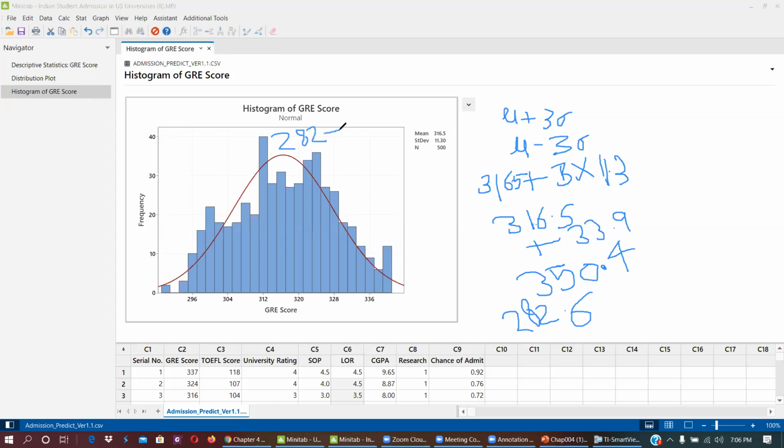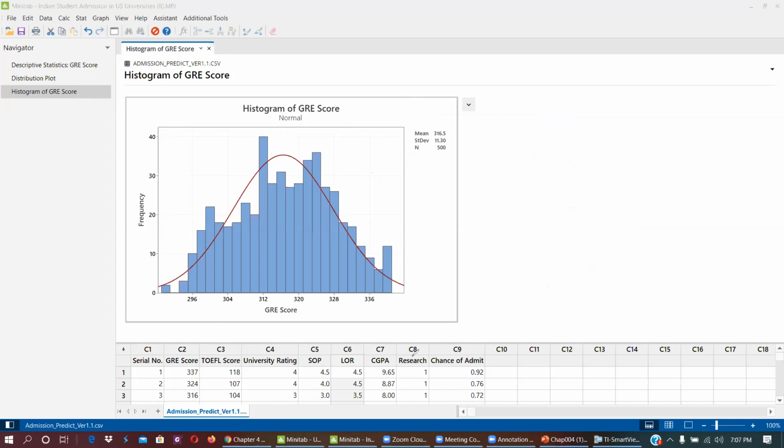Now, my dear friend, what it says: between 282.6 and 350, almost all the data will come into this. Almost 99.7% of the data will come in this. This is the empirical rule, if I'm correct. Between this range, all the data will come. Now look into that practically. I'm going to arrange this data in order, and let's see manually how many numbers are coming. So remember these two numbers, 282 and 350.